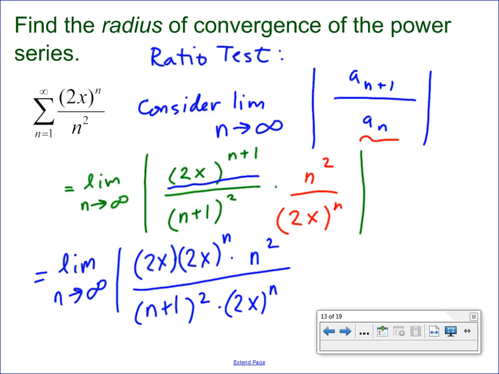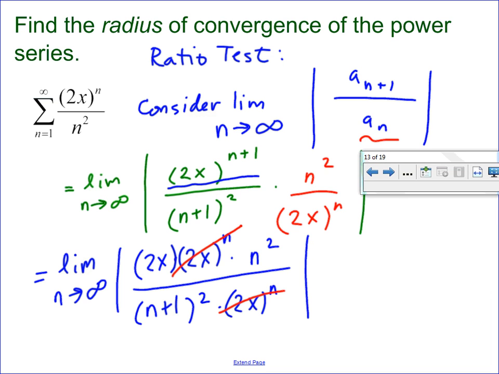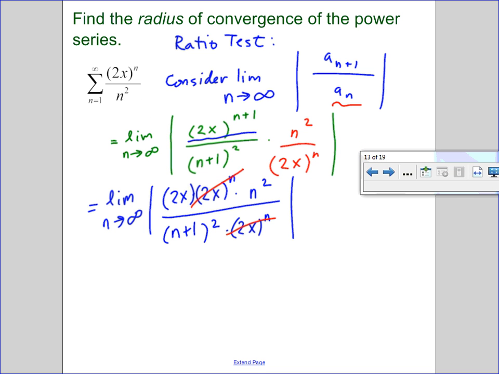All right, so I've got my cancel marker in hand. Looks like there we go. Don't forget the bars. And out in front, n squared over n plus 1 squared, and we still have what inside? Oh, the 2x. All right, so we're almost there.